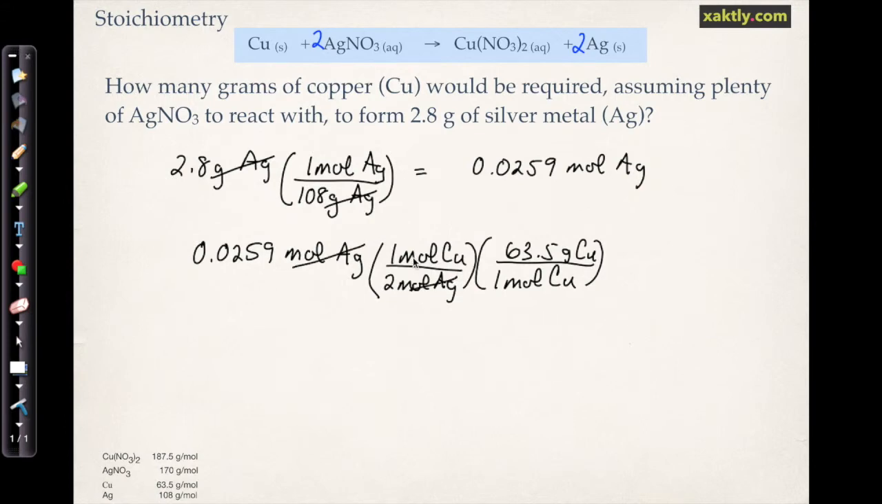Now let's cancel our units, moles silver, moles copper, and so we're left with units of grams of copper, which is exactly where we want it to be. And then we can just get out a calculator and multiply 0.0259 by 63 and divide the whole thing by 2 to end up with 0.823 grams of copper. So in order to form 2.8 grams of silver metal in this reaction, we would need to begin with 0.823 grams of copper.